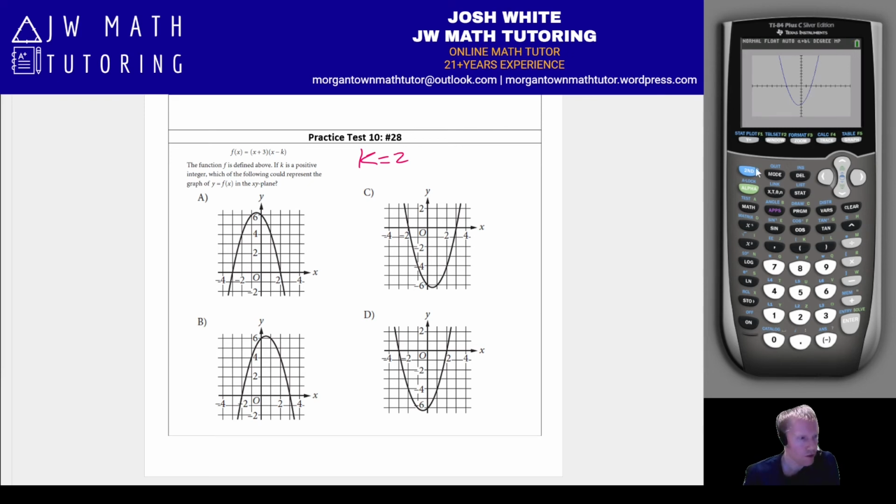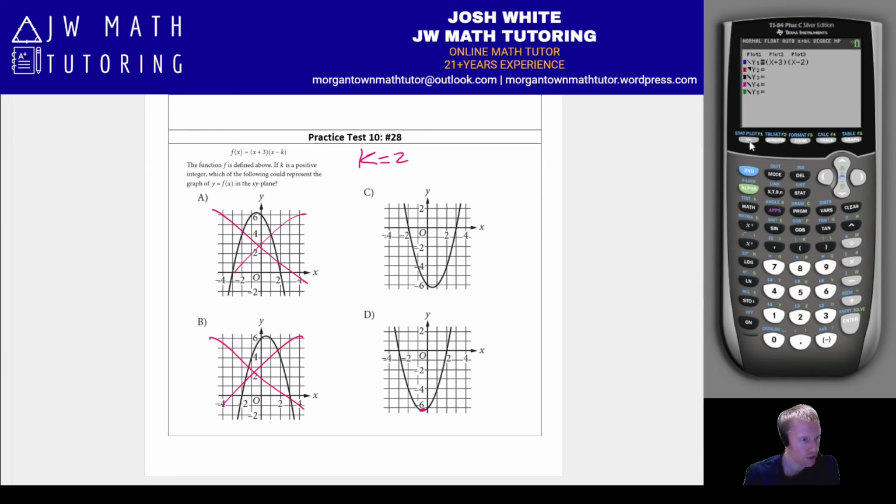So first of all, notice that it opens up, not down. So get rid of answer choice A, get rid of answer choice B. So now we're down to C and D. And here's what you have to notice: in our graph, the minimum value, i.e. the vertex, is to the left of the y-axis. So that appears to match D, where the vertex is down here, just to the left of the y-axis, as compared to C, which is to the right of it.